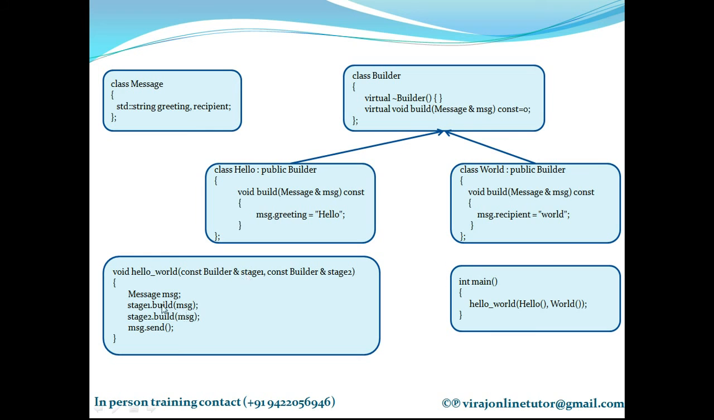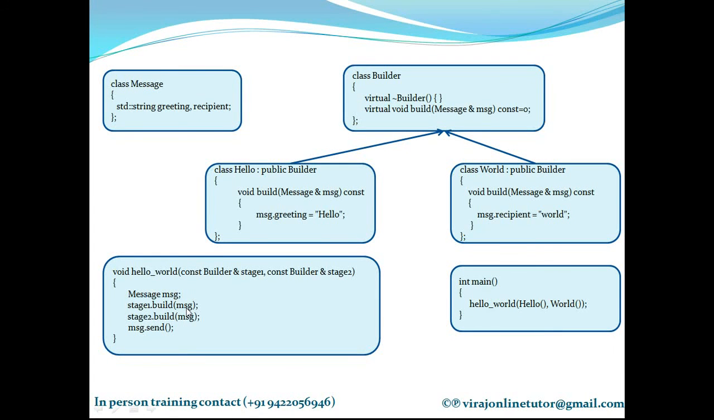So I am calling the build function of stage 1. Who is this stage 1? Hello. So let's go to the build function of hello. Here it is. I am accepting this message object here and setting its greeting to hello. So till now, after this statement is executed, the greeting component of this message object is created.